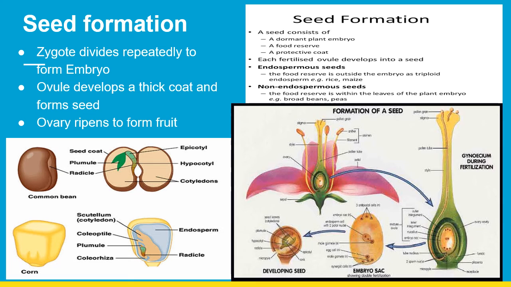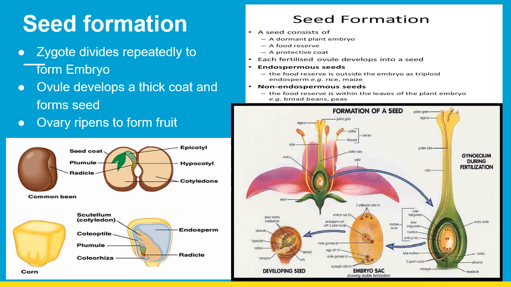And there are two different types of seeds, that is, endospermous seeds as well as non-endospermous seeds. If the food reserve is outside the embryo as a triploid, we call it endosperm or endospermous seeds. Examples are rice, maize, etc. Whereas non-endospermous seeds are those seeds where the food reserve is within the leaf of the plant embryo. Beans, peas, etc. are examples of non-endospermous seeds.